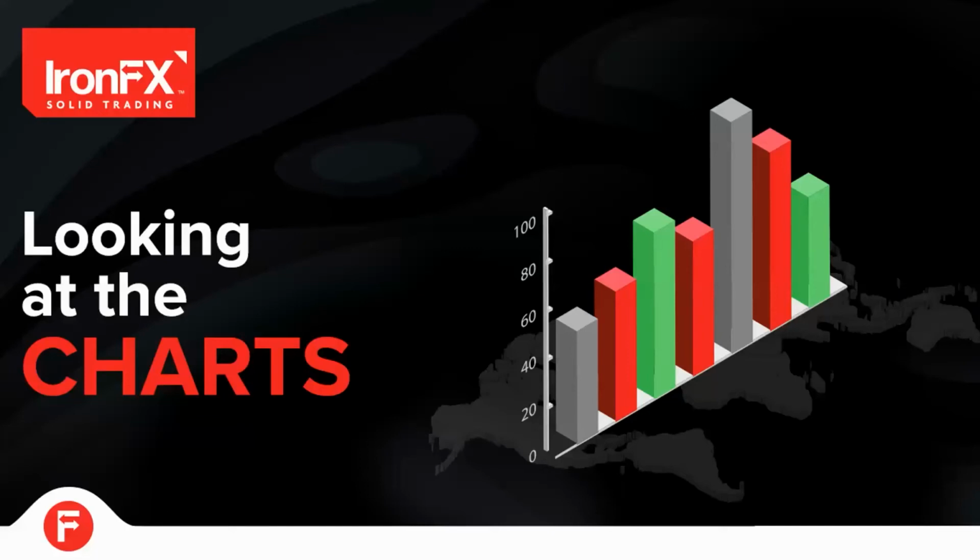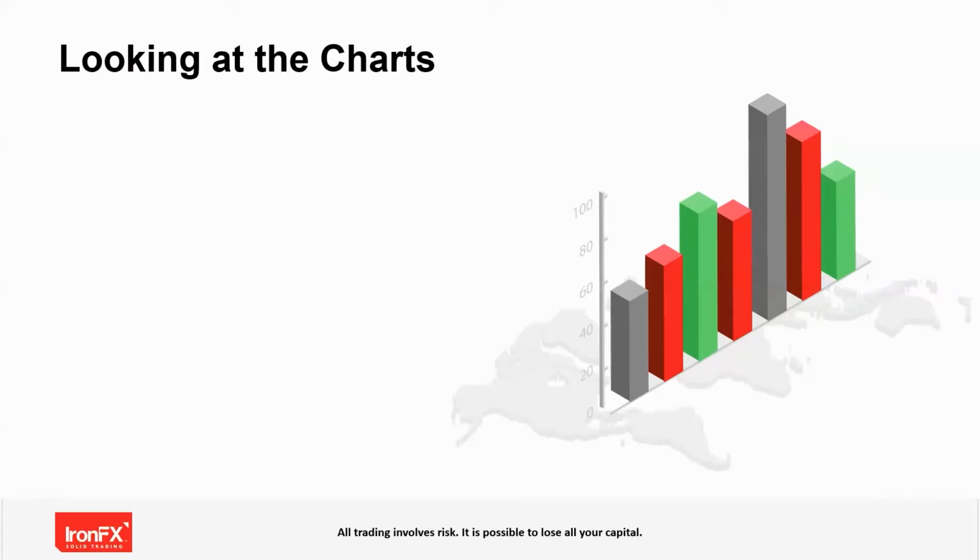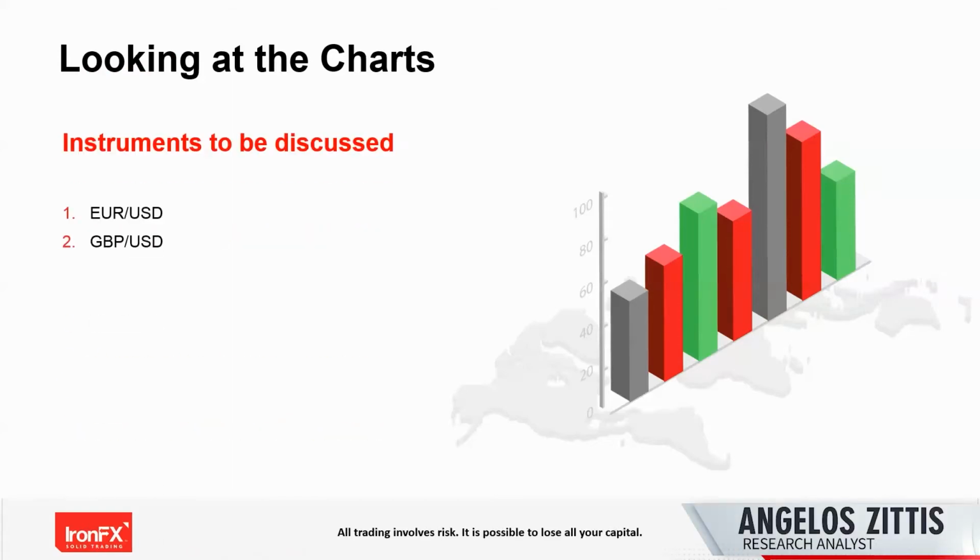My name is Angelo Zittis and today we'll be looking at four instruments. First is EURUSD, second is GBPUSD, third is USDCHF, and fourth is US100, which is the Nasdaq.